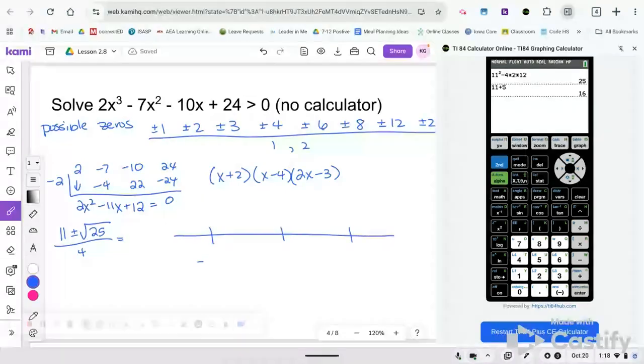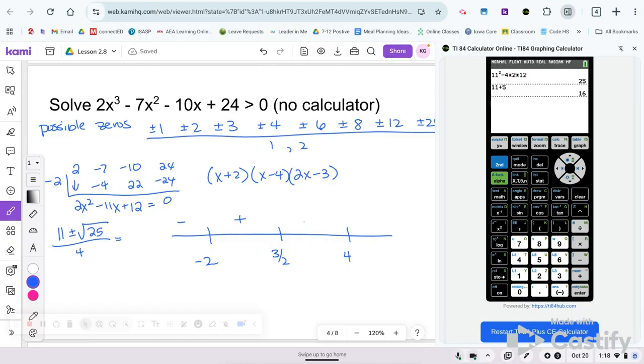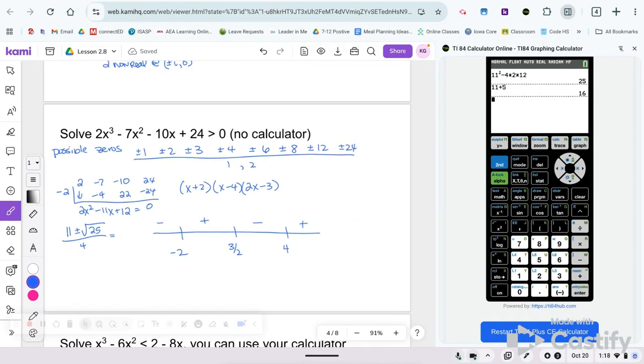What order would they go in? Negative 2, positive 3 halves, and positive 4. And this is a cubic, so I know that the beginning and the end need to be opposite. And since it's a positive leading coefficient, I know it's going to start negative, sign change, sign change, sign change. Now the question here says, at what values is this greater than 0? Well, all of the values that it's positive. So between negative 2 and 3 halves, and from 4 to infinity.